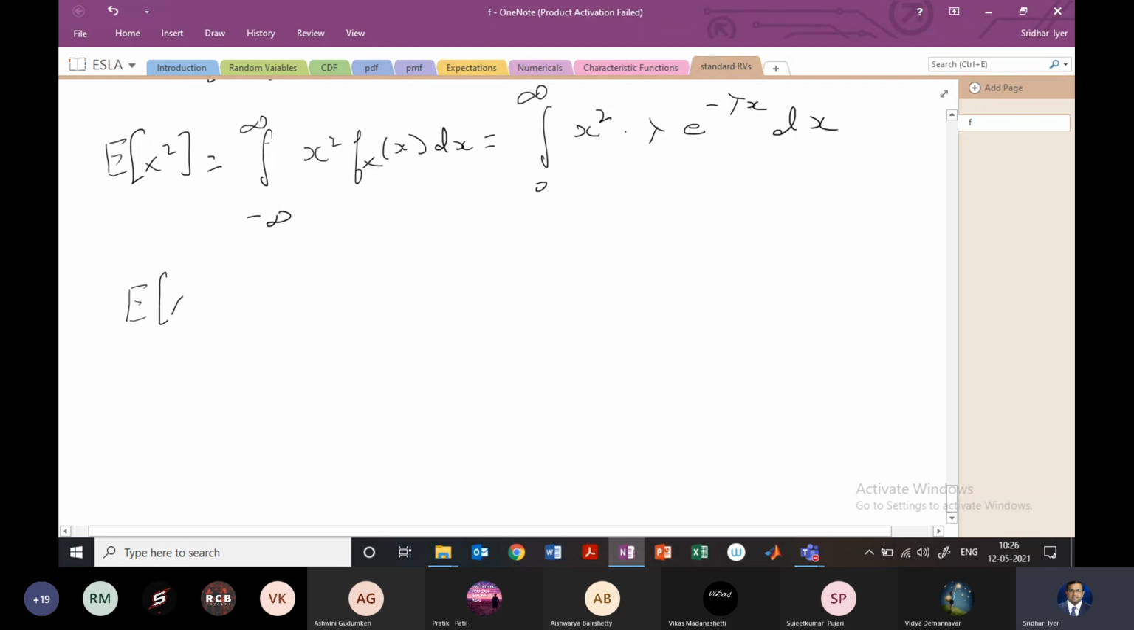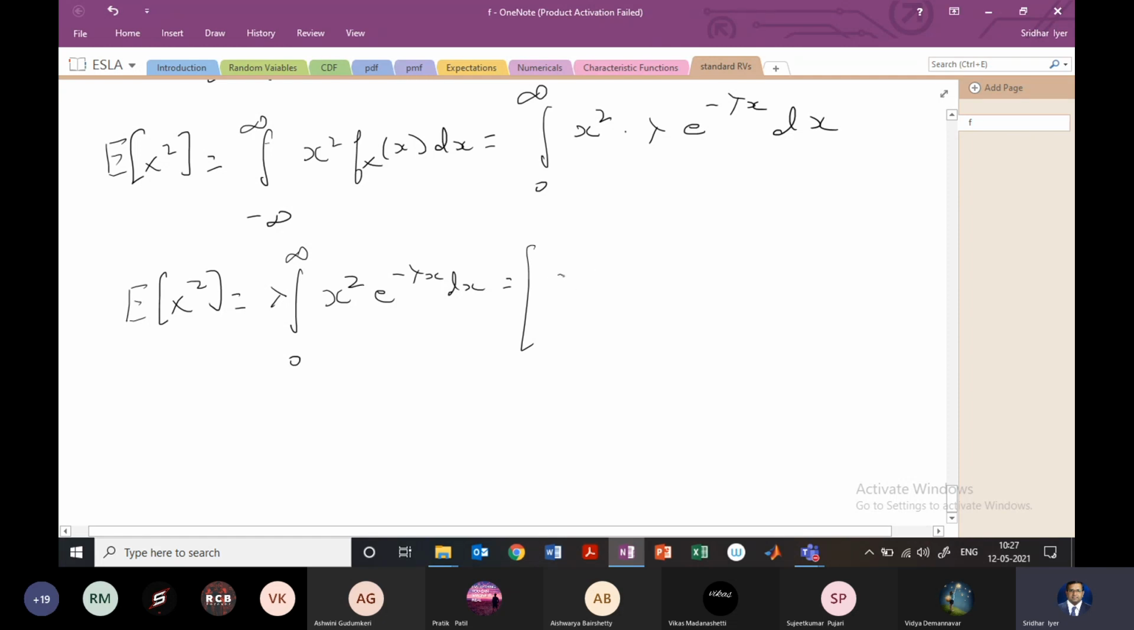Therefore, E of x square will be the integral 0 to infinity. I'll get the lambda outside, and you'll have x square e raised to minus lambda x dx. Now we can again use integration by parts to solve for E of x square, right? So we can treat x square as some u and e raised to minus lambda x as v. They're also known as the uv rule.